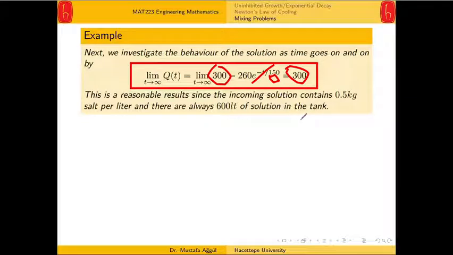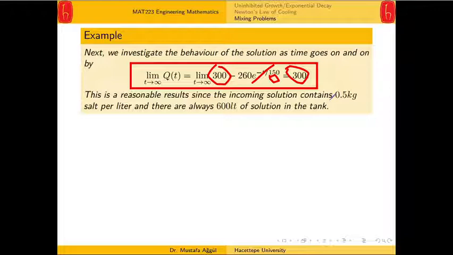Does it make sense? We need to check with the incoming solution. Okay, so if we have some solution in the tank, and we let some incoming solution come in and let some solution leave, then after some time we will see the density of the solution in the tank approaching the same density as the incoming solution, if this incoming solution enters long enough.